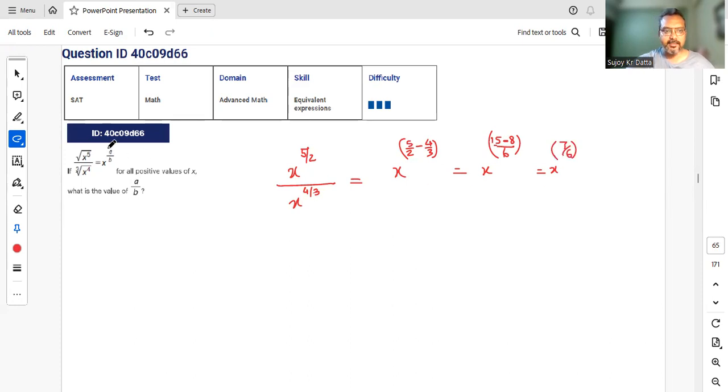Now this they're saying is x raised to the power a over b. So a by b is 7 by 6. Yep, that's done. Let's move on to the next one.